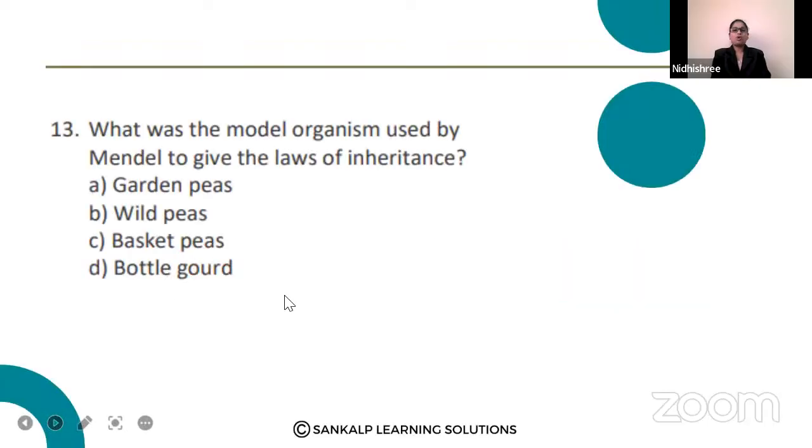Next, what was model organism used by Mendel to give the laws of inheritance? Very easy question. Garden peas, wild peas, basket peas, bottle gourd. Option A, ma'am. Garden peas. Garden peas is the right answer.